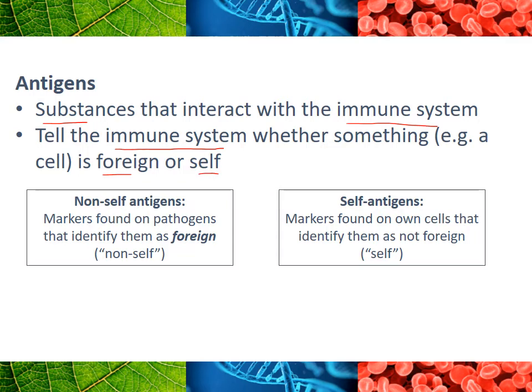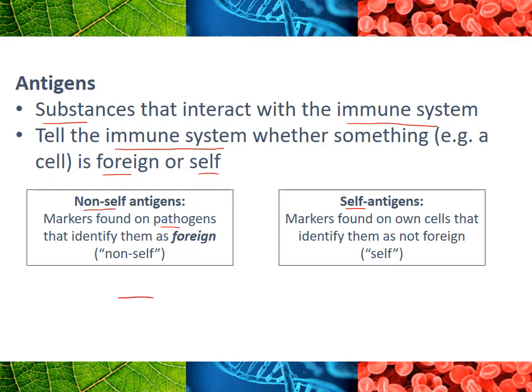Based on that, the names kind of make sense. We have what are called non-self antigens. These are markers or substances that are found on pathogens or foreign things. Then we have self-antigens, and these are the markers or the substances that are found on your own cells that tell your immune system that they should be there.